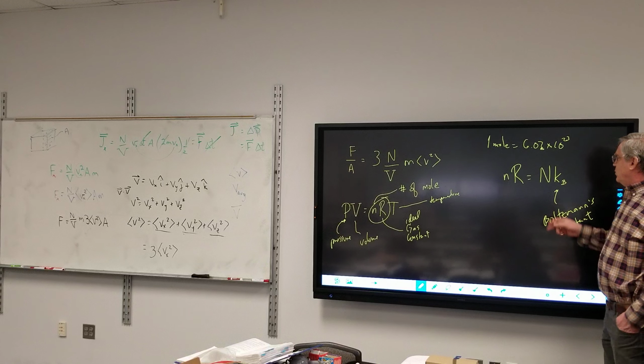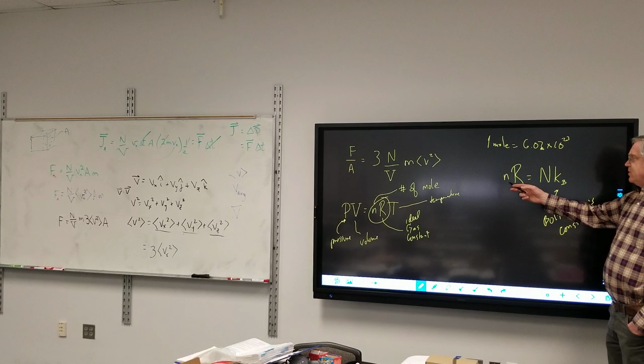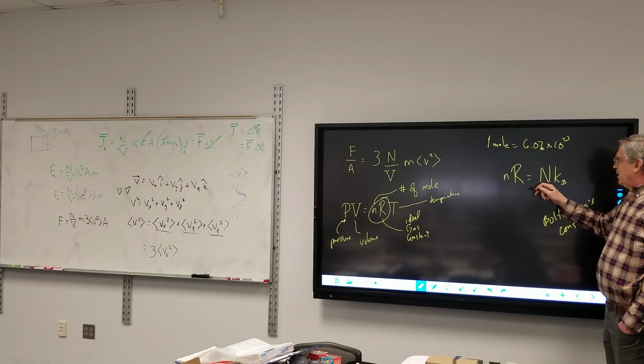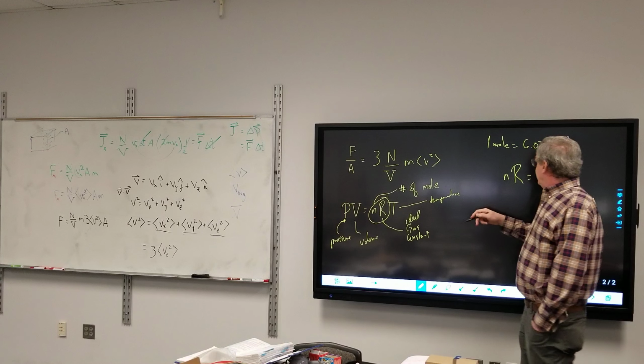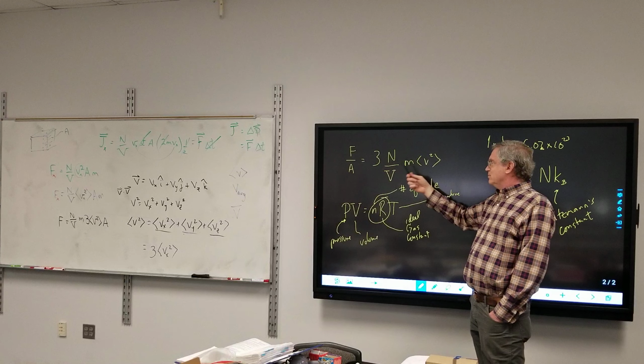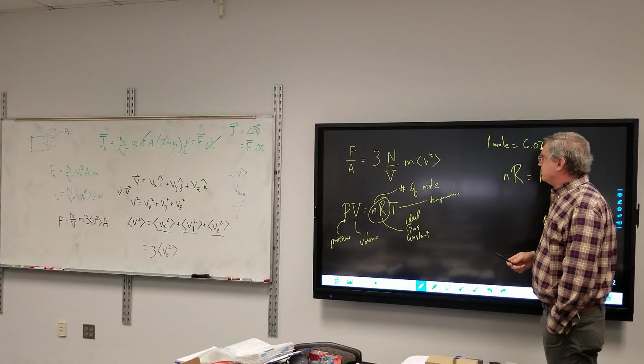All right, so number of particles times Boltzmann's constant is just the number of moles times the gas constant. The reason I'm making that switch there is that we have a capital N right here, which makes life a little bit simpler.